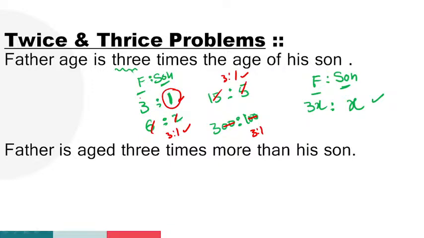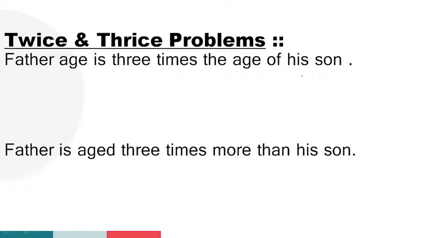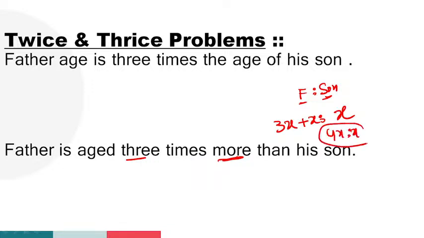Okay, right. And coming to the next point: father is aged 3 times more than his son. First of all, I am going to use the basic method. We don't know the son's age, let it be x. The father is how many times? 3 times, x into 3, 3x. More means adding, less means subtraction. More than his son, so the son's age is x: 3x plus x, 4x is to x. This is the formation.